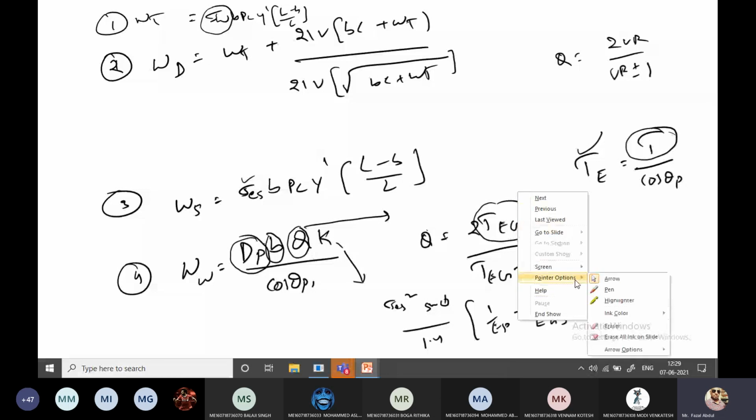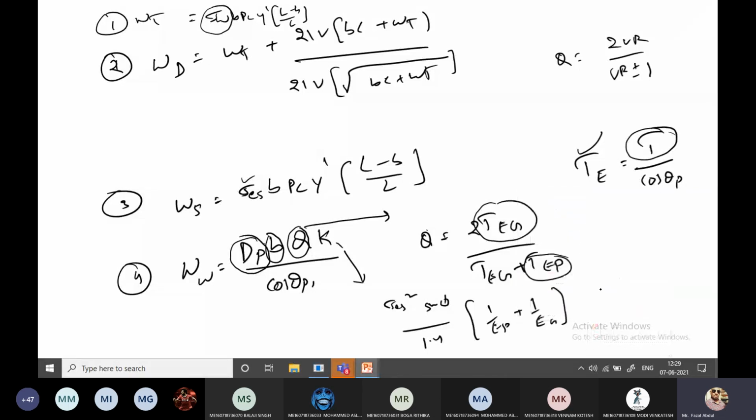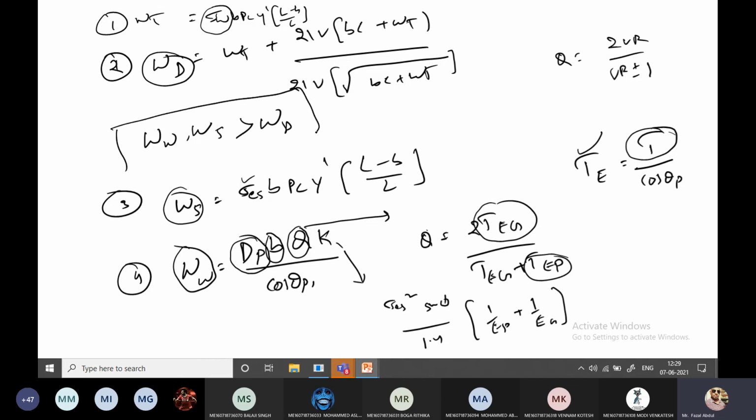After calculating all the things, we have to compare. While comparing, remember that the static load should be greater than the wear load and the dynamic load, then our design is safe. It means WS should be greater than the dynamic load. When this statement is satisfied, it means your answers are satisfying it, then you can write one statement: hence the design is safe.